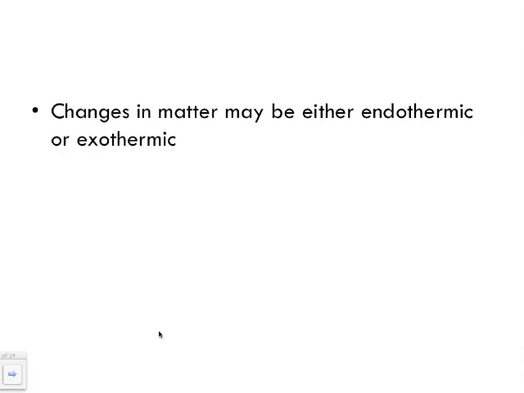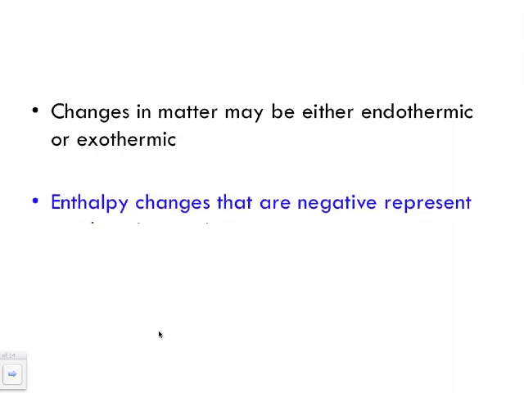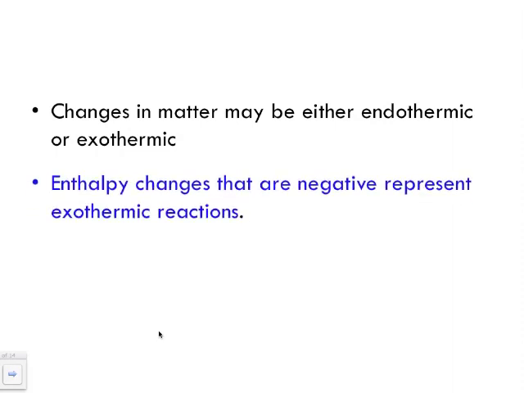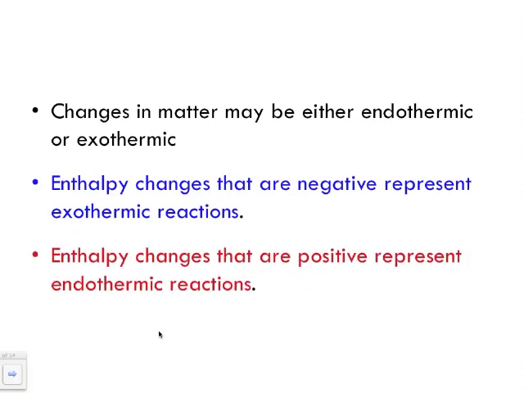Now, changes in matter may be either endothermic or exothermic, right? So energy put into the system, or energy escaping to the surroundings. So enthalpy changes that are negative, as we just saw, represent exothermic reactions, and any enthalpy changes that are positive represent endothermic reactions. So positive enthalpy changes mean energy is input into the system.